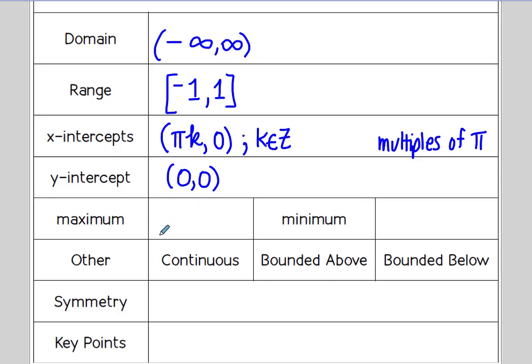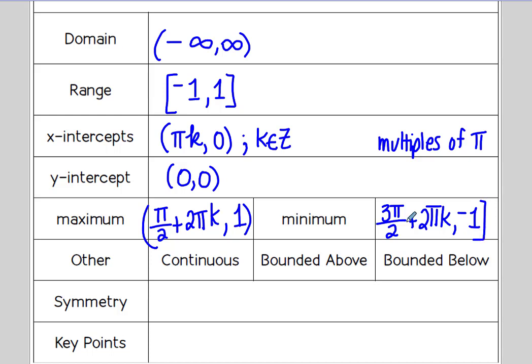I have a maximum at every pi over 2 plus 2 pi times a constant, and the maximum is going to be 1, and we're going to have a minimum at every 3 pi over 2 plus 2 pi times a constant, and that minimum is going to be -1. Whoop, not a bracket. I need parentheses. It's that writing, talking, and thinking thing.